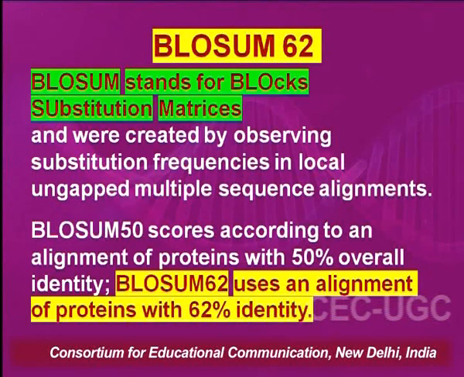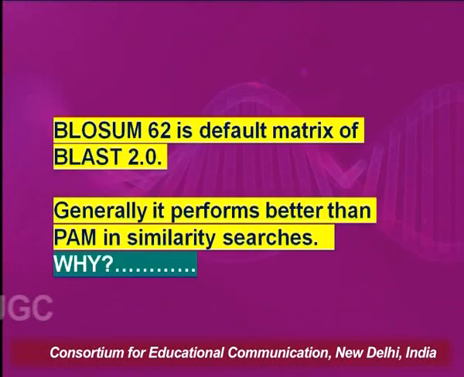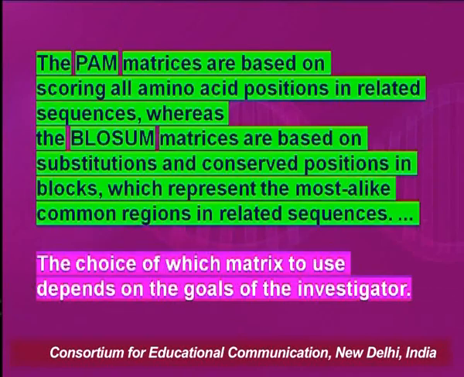Another very common matrix is BLOSUM, which is the Blocks substitution matrix, and it is created by local ungapped multiple sequence alignment. This is very popular, and here we have 50% similarity or maybe 62% identity, and based on this they have given different names, and here is how it looks. It's just a small portion of BLOSUM62, and it performs better than PAM in similarity searches, and it is the default matrix for BLAST 2.0.